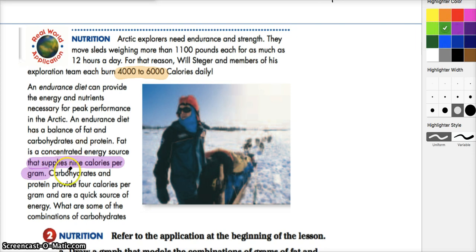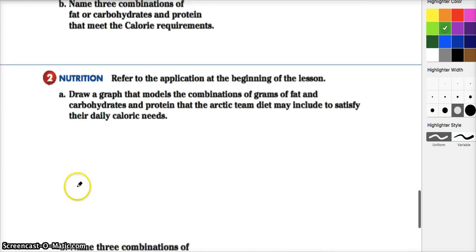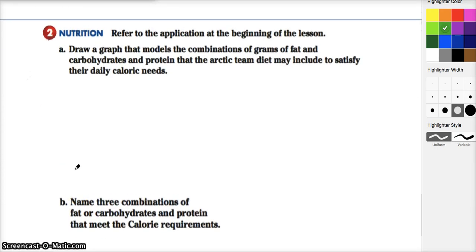Okay, and then on the other hand, carbohydrates and protein together, each of them, whatever kind, will produce 4 calories per gram. And so that's the bit of information we're going to use to look at the first question. Down here it says, refer to the application at the beginning of the lesson, which we just read over, and draw a graph that models the combination of grams of fat and carbohydrates and protein that the Arctic team diet may include to satisfy their daily caloric need.